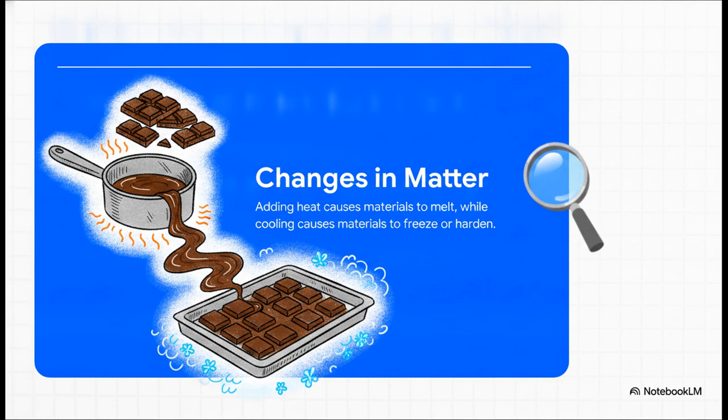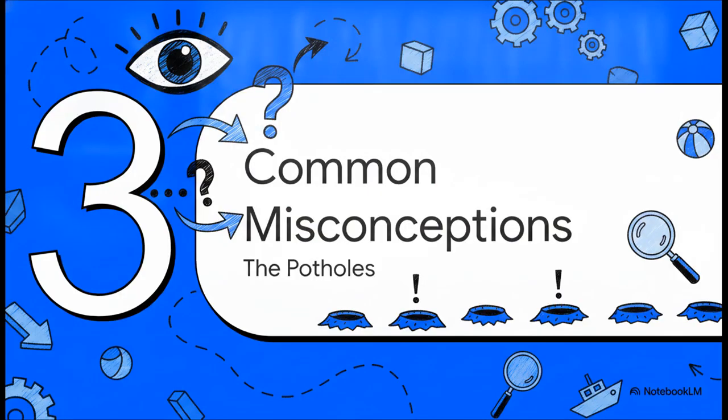Finally, we teach changes in matter. We do this by showing that heating and cooling are active, observable processes that literally change materials. Sometimes these changes are completely reversible, like, say, melting chocolate into a liquid and then cooling it right back down into a solid. All right, on to Section 3, Common Misconceptions, the potholes.